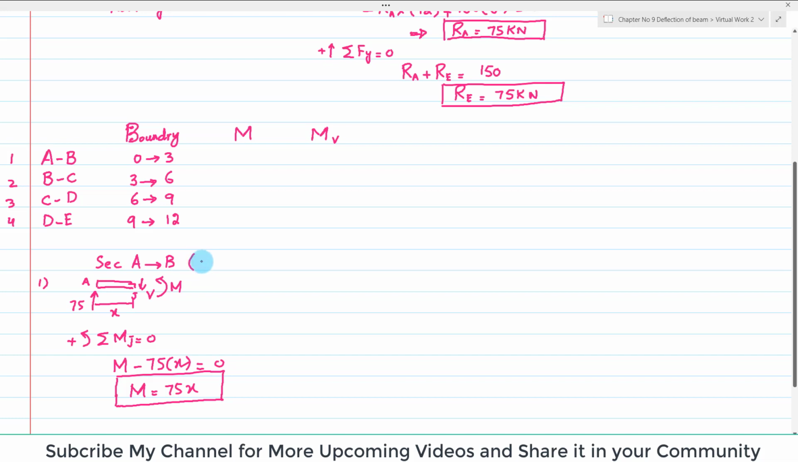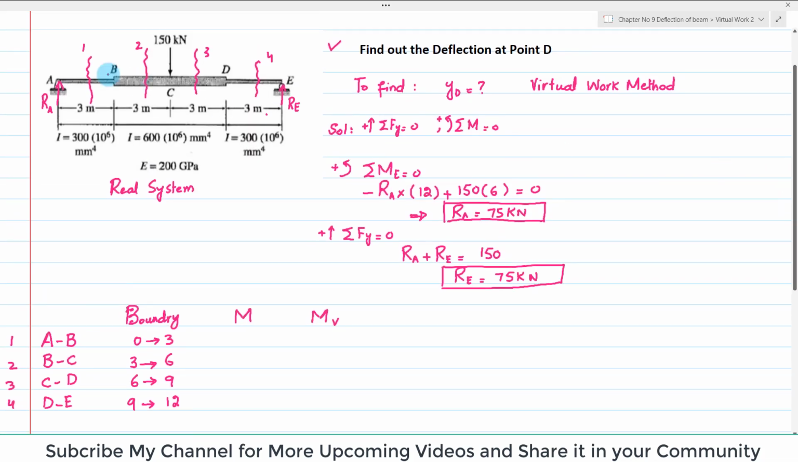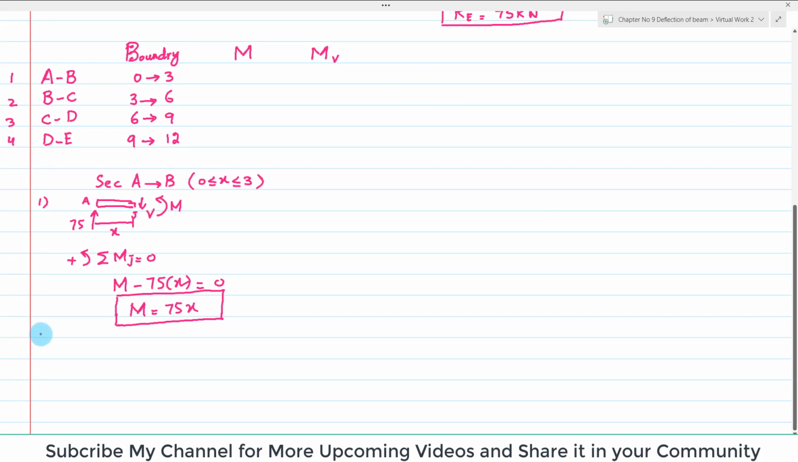Or you can say X is greater or equal to 0 and less or equal to 3. Now we will move toward the second section. So you can see if you section the beam over here, let me draw it, and it will give you the same equation. Now the second part is for section B to C, or X is greater or equal to 3 and less or equal to 6.